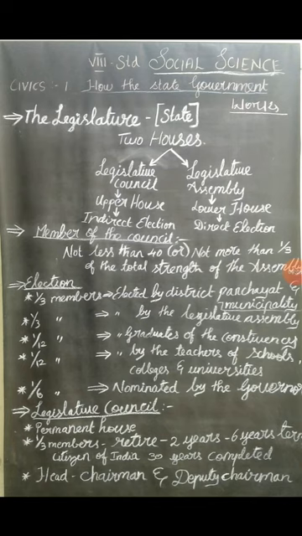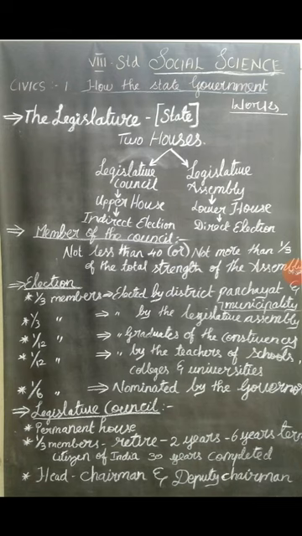Next, to be a member of the legislative council, one must be a citizen of India and should have completed 30 years of age. These are the basic and important qualifications. Next, he cannot be a member of the legislative assembly or either house of the parliament.